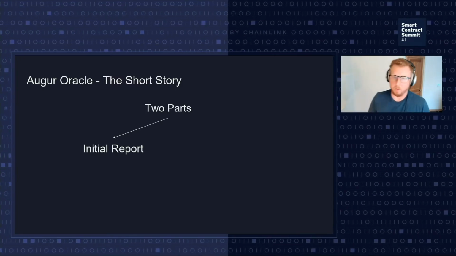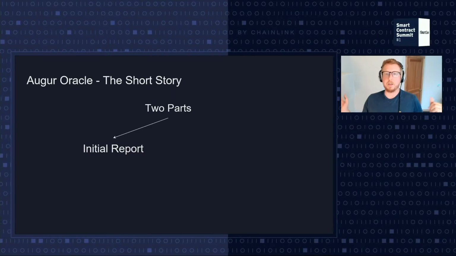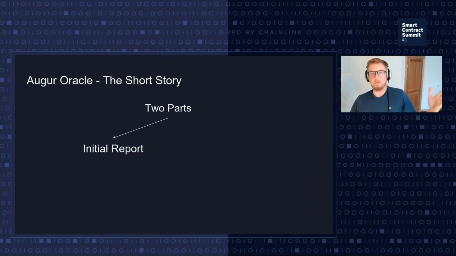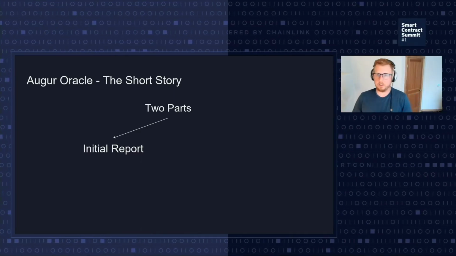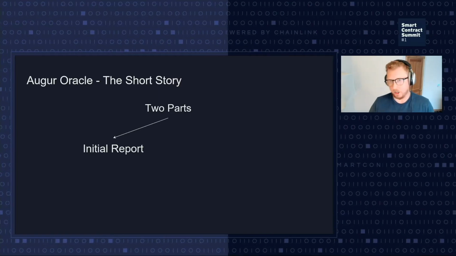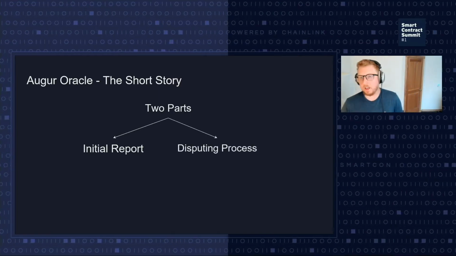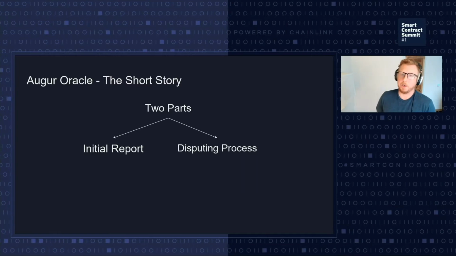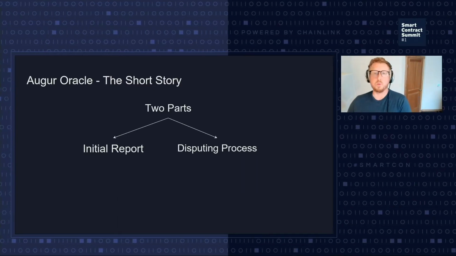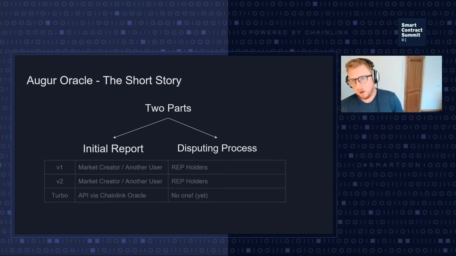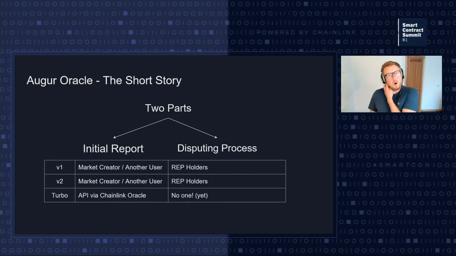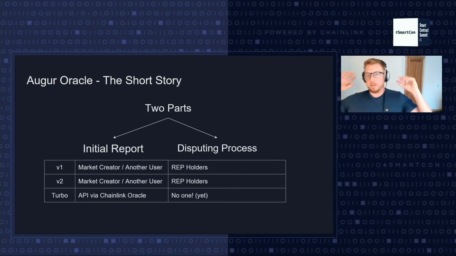So what will the result of a presidential election be? You know, it might just say Joe Biden. That's just what the answer is, and that is put on chain. The second part is the disputing process. The disputing process happens if something goes wrong. So with this insight, we can look at what the difference between the reporting and the disputing process is.